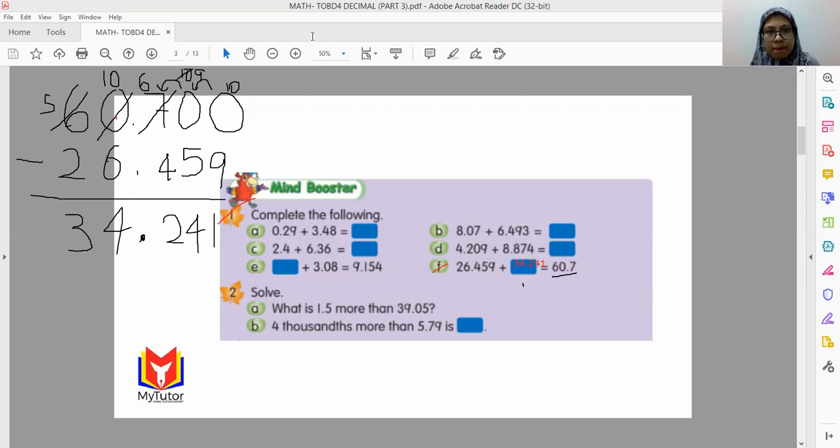34.241. Okay, the answer is 34.241 equal to 60.7.